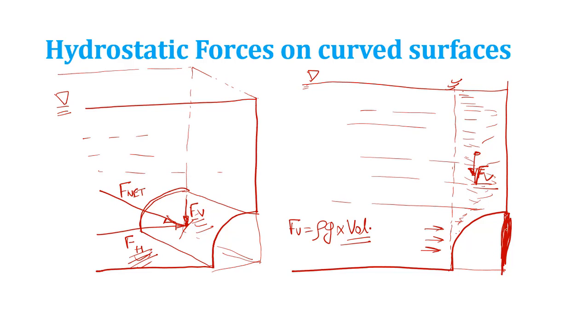So you try to find out the force on this that we have seen earlier. What is Fh? It is nothing but rho g A x bar, where A is the area of that surface and x bar is measured from the free surface of that fluid, right? A is the projected area of the curved surface on the vertical plane. Okay, so let us try to understand one by one.